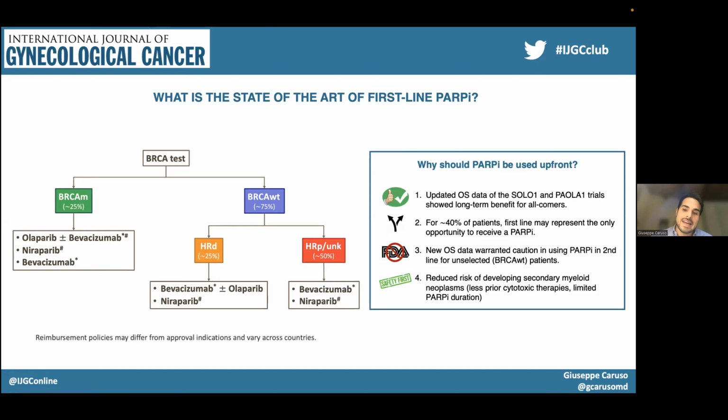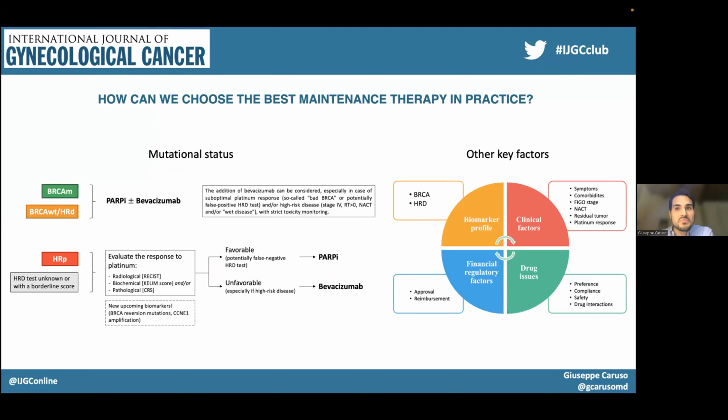No doubts on that. We all know the updated overall survival data from the SOLO-1 and PAOLA-1 trials. Then the second one is that the first line could be the only opportunity for our patients to receive a PARP inhibitor, because we don't know when and how patients will relapse. Then we have also new regulatory limitations from the FDA as regards the recurrent setting for unselected patients, and here I'm talking about BRCA wild type patients. And finally, we have safety issues regarding the risk of myeloid neoplasias.